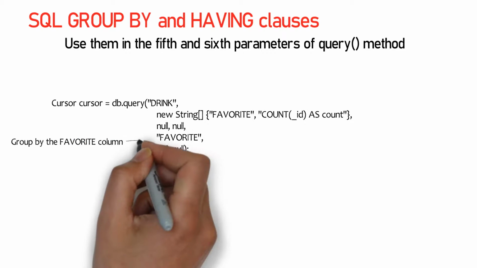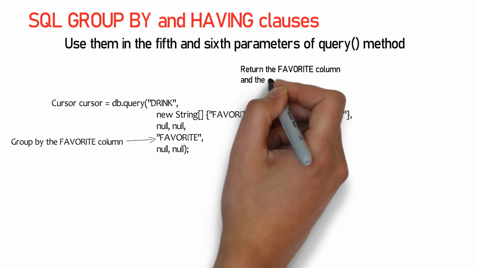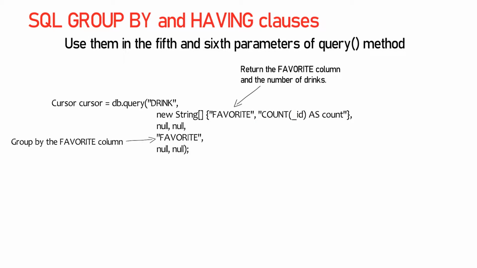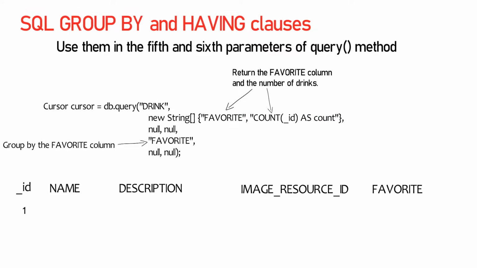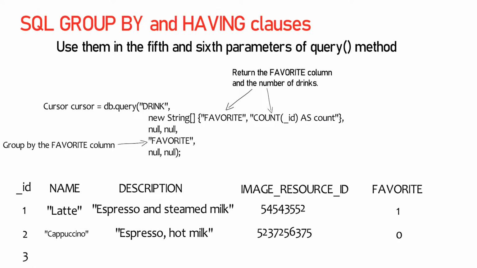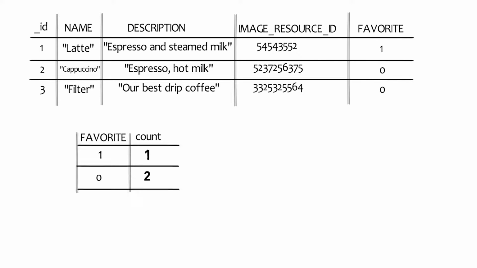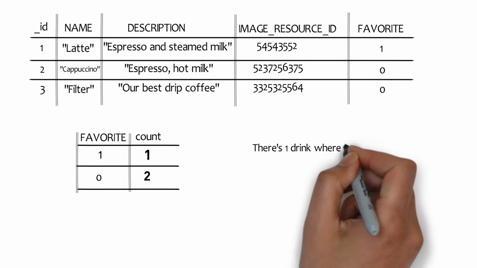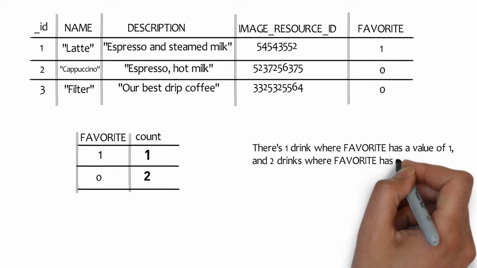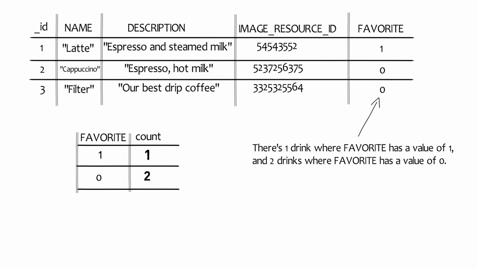Group by the favorite column. Return the favorite column and the number of drinks. If the data in the drinks table looks like this, the query will return data like this. There's one drink where a favorite has a value of 1 and 2 drinks where a favorite has a value of 0.